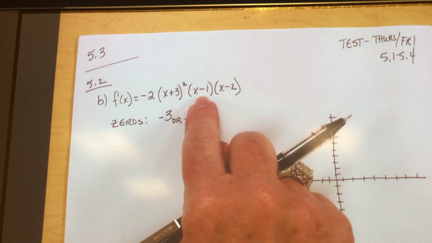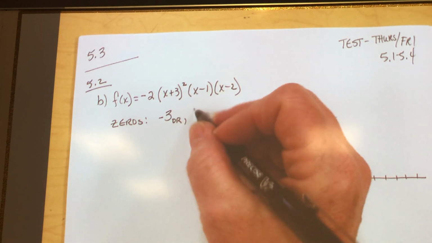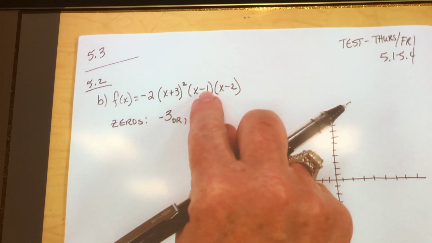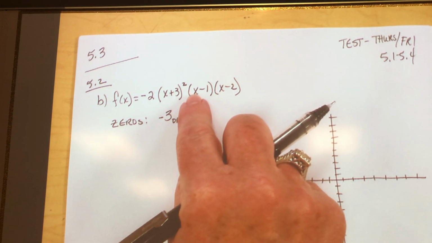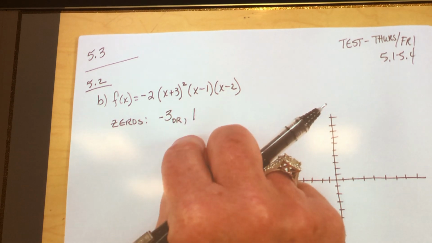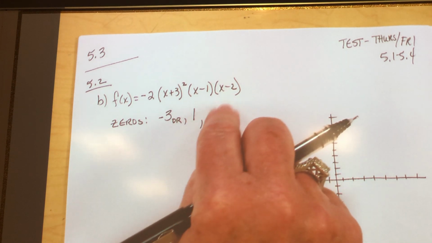If x minus 1 is the factor, what's the root? +1. Okay? Don't forget that if I had said 2x minus 1, it would have been 1/2. Don't forget that if you have a number in front of that x, you have to divide by it. This is just a 1, so it doesn't change anything. If x minus 2 is my factor, what's the root?